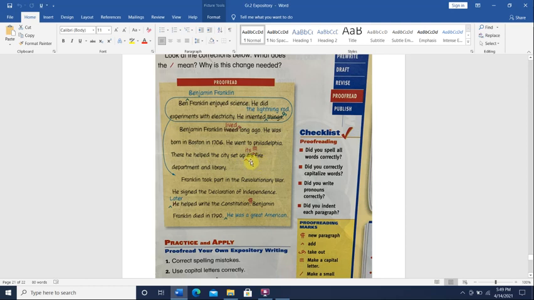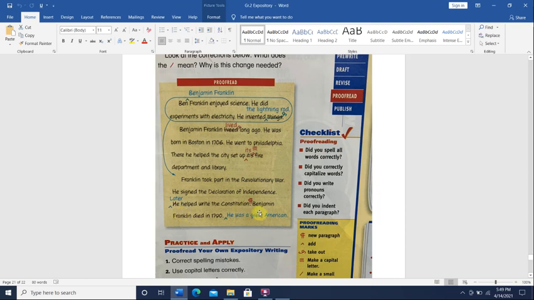There, he helped the city set up its first fire department. Here, remember, we talked about the difference between a contraction and a possessive pronoun. So here we changed the contraction to its, because its means it's the city's first fire department. So it's not the contraction, it is. Okay? And here we also added words to show what will happen next. So the person added later, he helped write the Constitution.